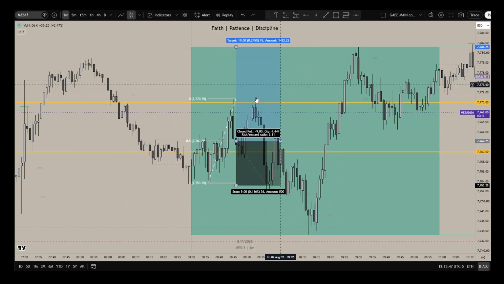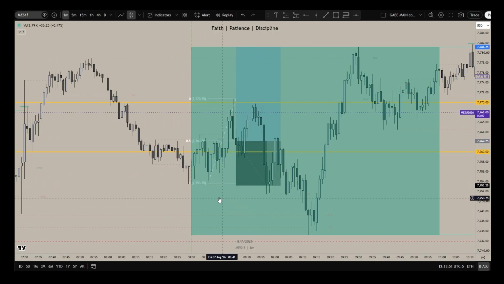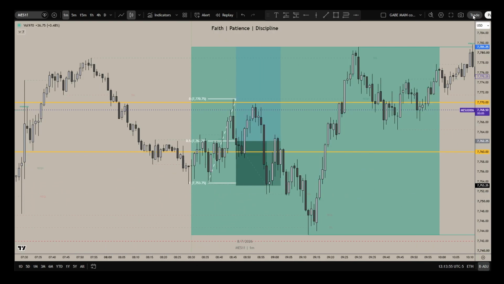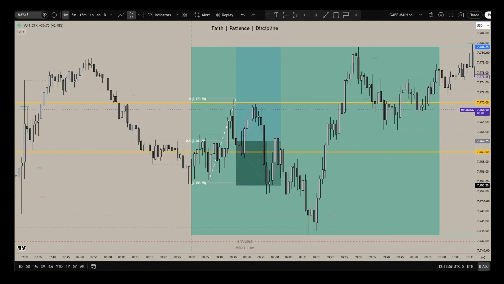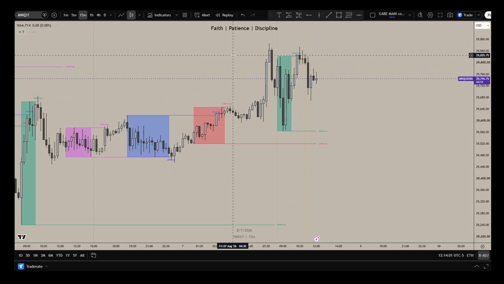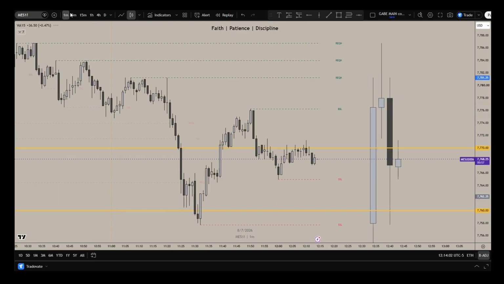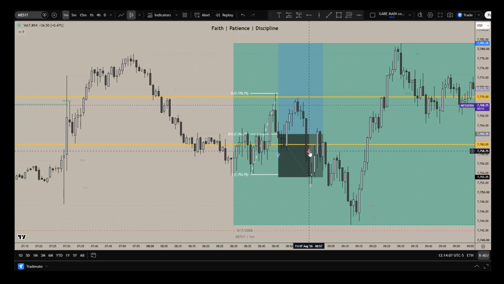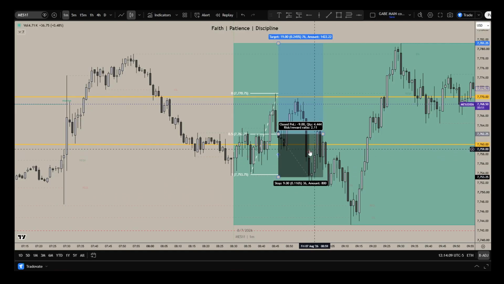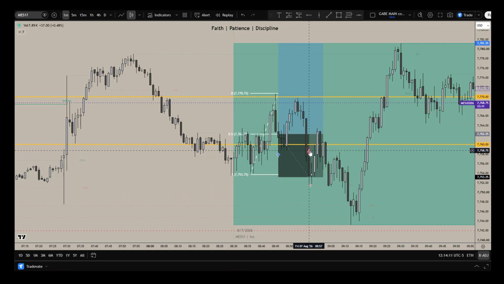So unfortunate day, unfortunate end to the week, as well as I'm not logged in. Let me see if I can log in. Oh, that's why. Let me show this real quick. It's unfortunate as well that I got slipped. So here, my stop is here, but as you can see, the red arrow slipped me again.